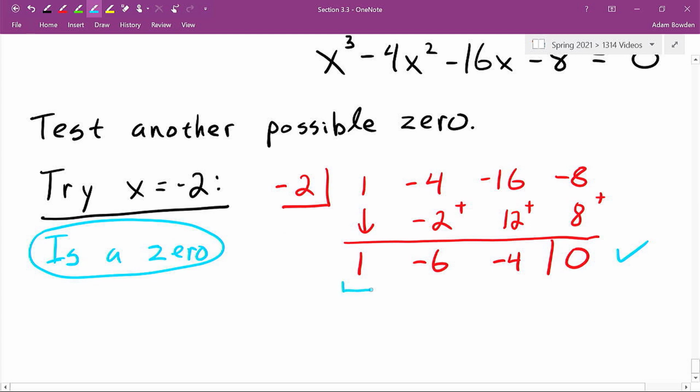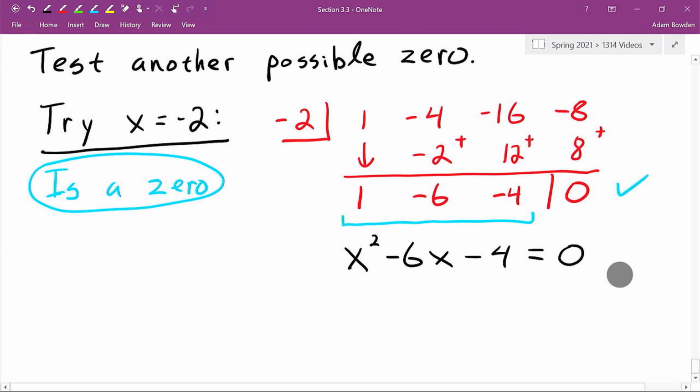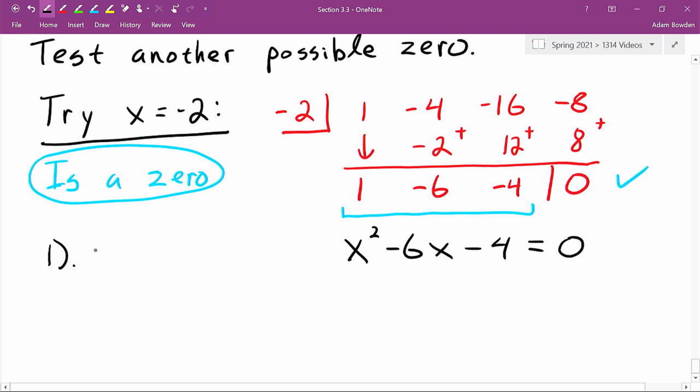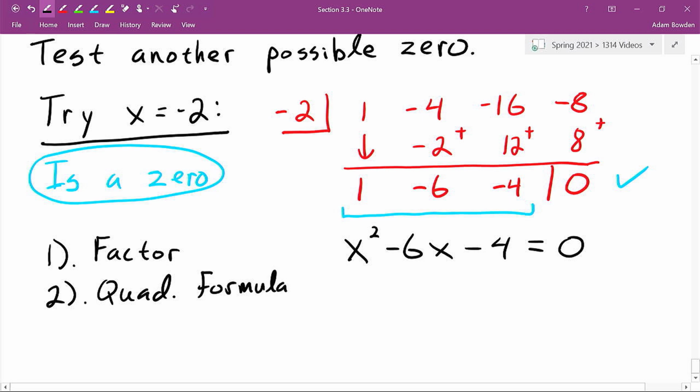Also, we now are left with something even smaller to continue to solve with, an x squared minus 6x minus 4. Now we're back to another quadratic equation. So do we want to try to factor, or would the only option be to do the quadratic formula? In this case, unfortunately, we have another one that does not factor. So we are going to have to use quadratic formula here, with a equal to 1, b equal to -6, and c equal to -4.